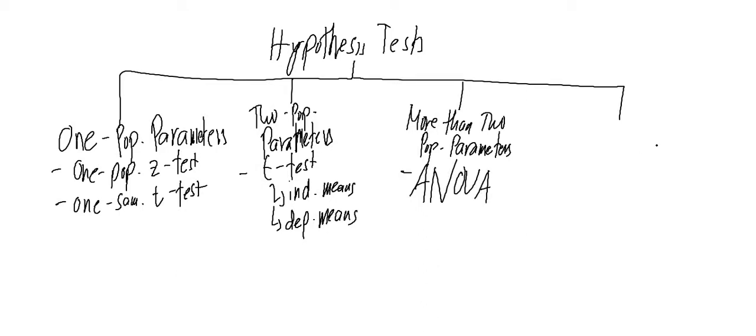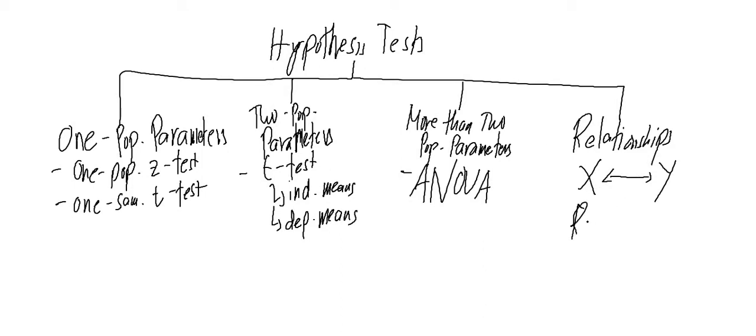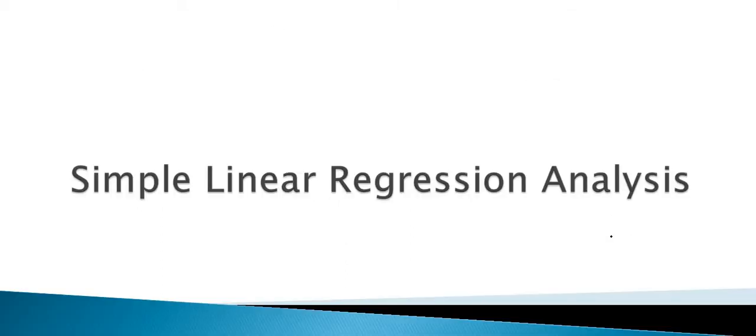Now, we shall see the last hypothesis test, the fourth one, which talks about relationships. So, if a variable x is related to variable y, what is that relationship and how is that relationship significant? And to test relationships between 2 variables, we do what we call a regression analysis. There are different types of regressions, but what we will focus on would be the simple linear regression analysis.